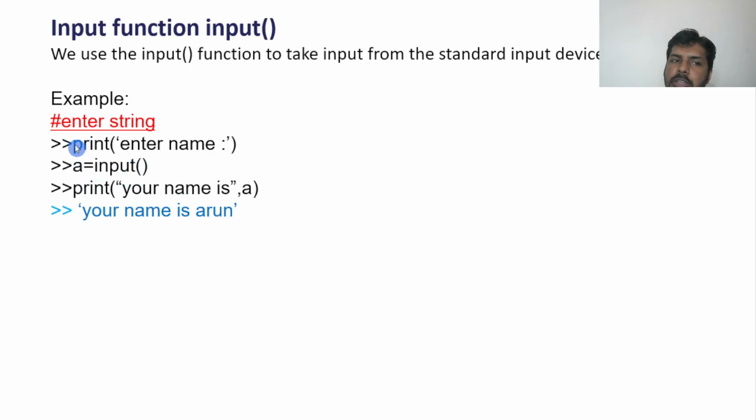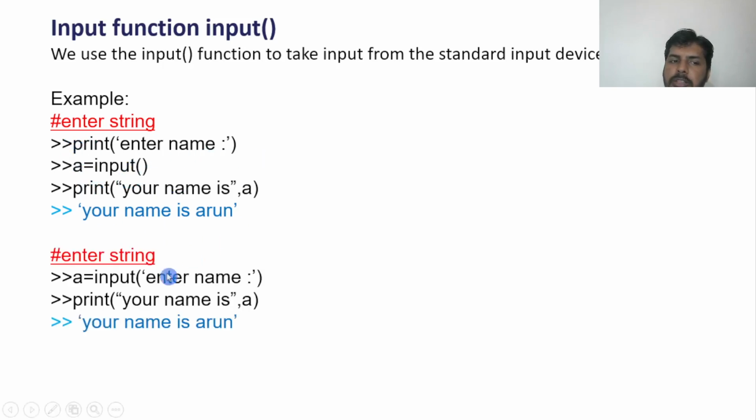Okay, so we don't need to use an extra line print. For example, I can directly say, enter name. Within the input only I can say enter name, so I don't need to write an extra line, right? So without an extra line also I can directly type here. Within the input we can write enter name. Suppose you enter any name, for example I have entered Arun, so automatically it will print your name is Arun. Okay, so let us see a small example for the input function.